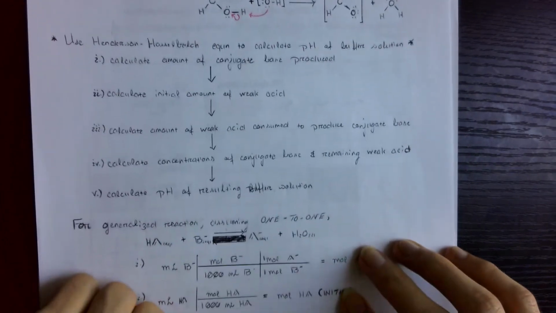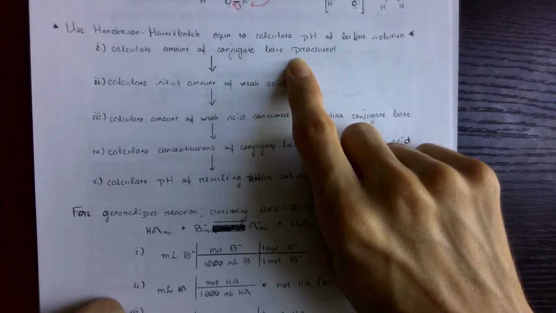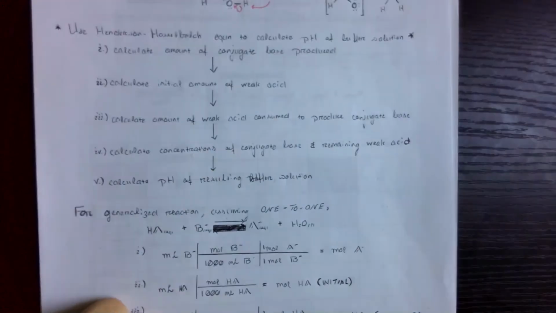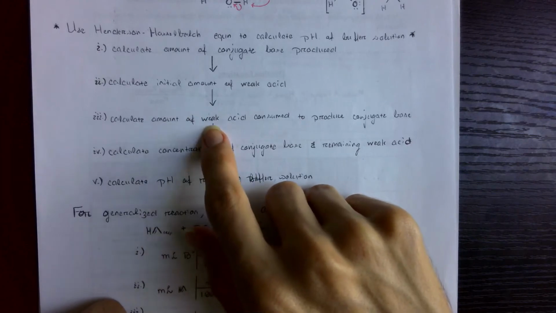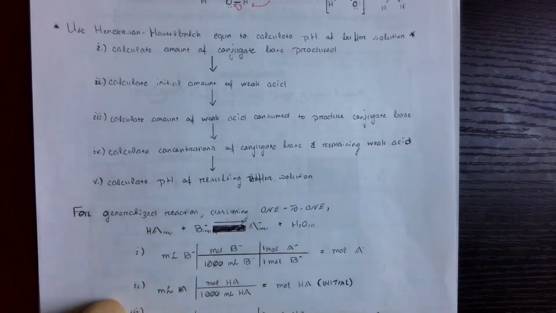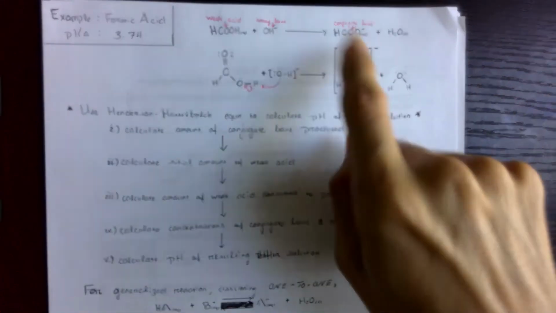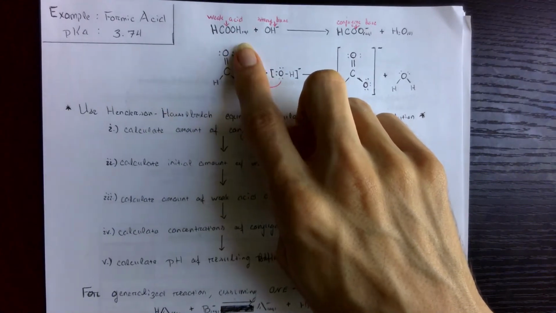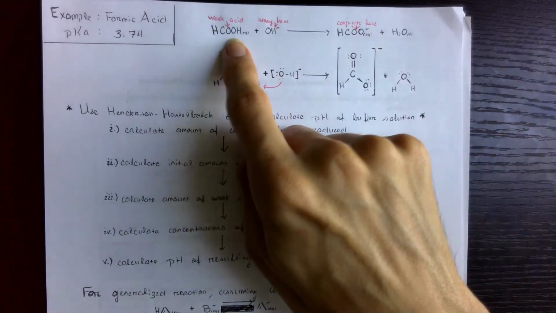As far as doing the calculations, I have a little flow chart here. You're going to calculate the molar amount of conjugate base, and you'll calculate the initial molar amount of weak acid, so what you start with, okay? Then you'll calculate the molar amount of weak acid that's consumed. So the first 3 steps: you get your molar amount of conjugate base that you made, then the molar amount of weak acid you start with, and then the molar amount of weak acid that gets used up. So 3 values. Produced, start with, used up.